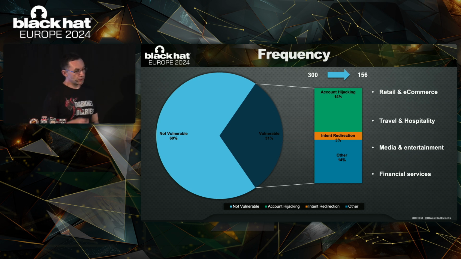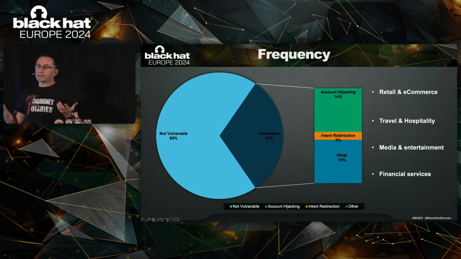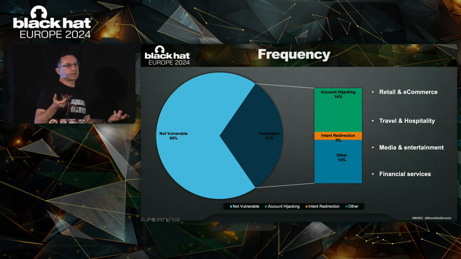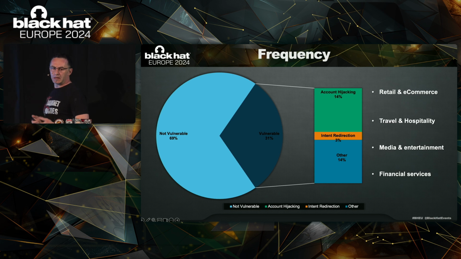All right. So 3% was found to be vulnerable to intent redirection, and 14% of them to other issues, including code execution, as I said before. Now, when it comes to what kinds of apps we found this issue to be active in, they're spread all over, including retail and e-commerce, travel and hospitality, media, and so on.